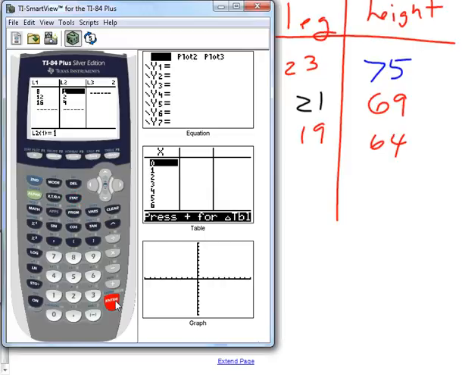Now my data is different because in the last hour we were doing walleyes and their tails compared to their weight. In this class we're doing heights compared to the length of your leg up to the kneecap. The first number is 23. I'm just going to type over my old numbers; you could also hit delete to clear them. 21 for this, 19 for that, and then I go to the other column and type in 75, 69, and 64.